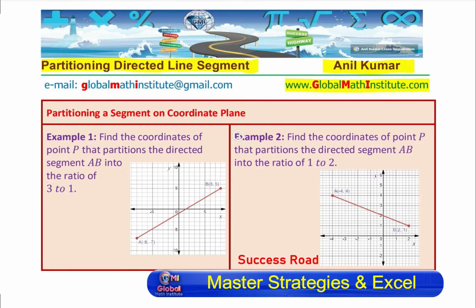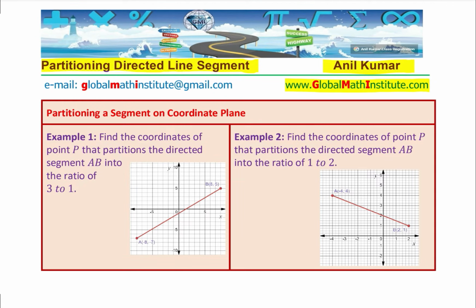We'll consider two examples. Example 1 here is, find the coordinates of the point P that partitions the directed segment AB into the ratio of 3:1. So we're given the graph. You can take the endpoints from the graph and then find the point P which will partition this segment in the ratio of 3:1.